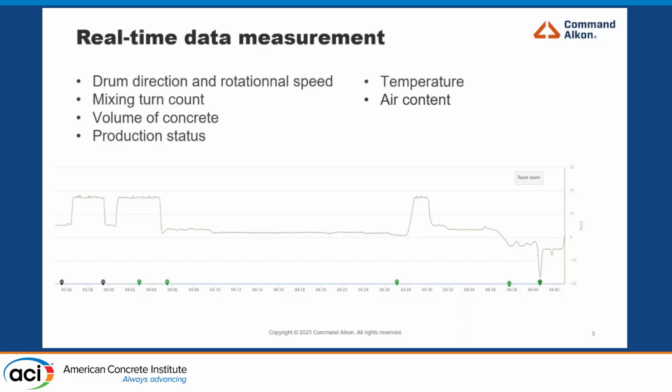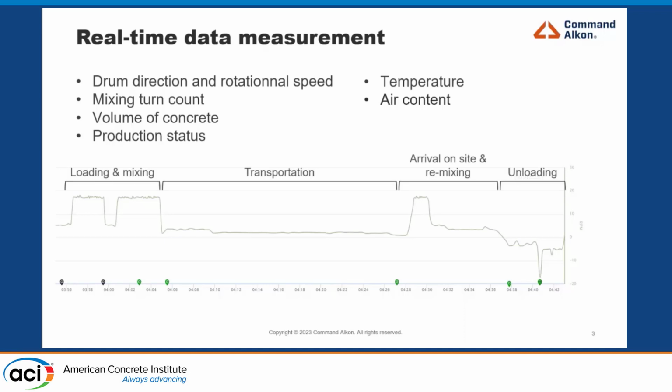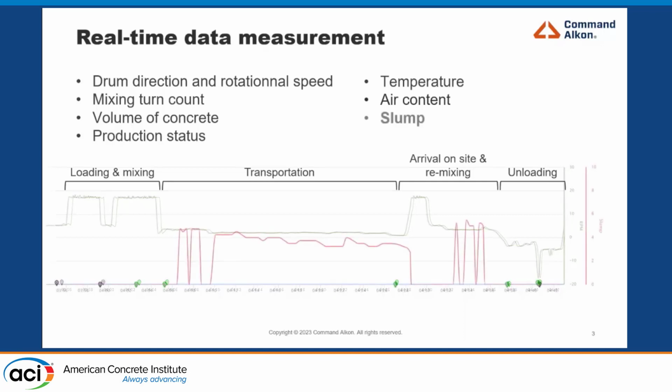We've got time at the bottom and the RPM of the truck, and you can notice that at the very beginning we've got the loading and mixing at high RPM. Then we've got transportation, arrival on site, remixing, and unloading. Then, if we add the slump value on that kind of graphic in red, you can really notice that during transportation the concrete loses slump, and then when the truck arrives on site, we have an increase in slump.